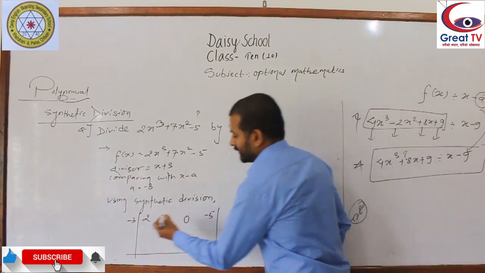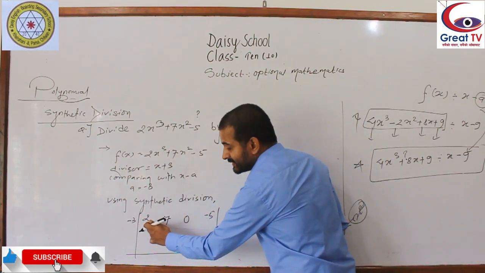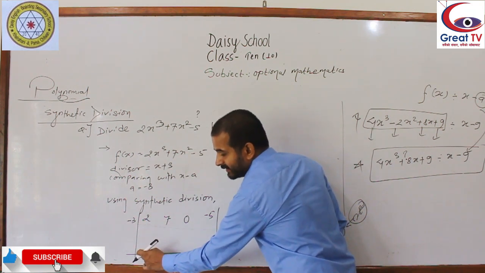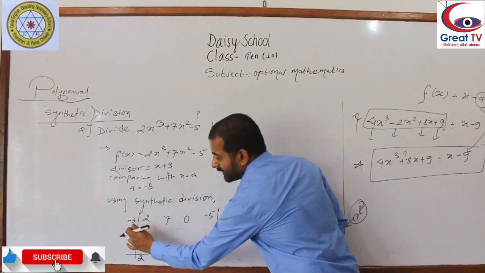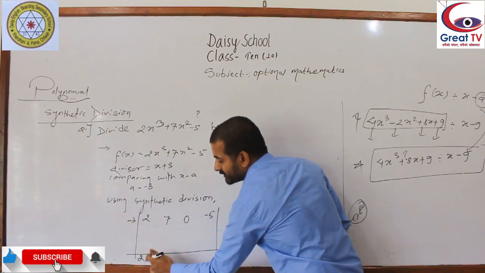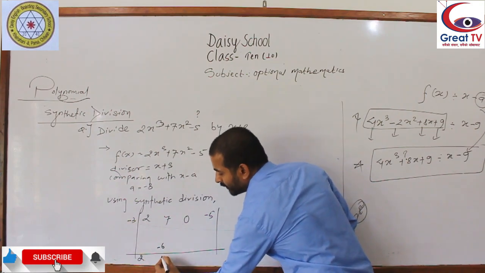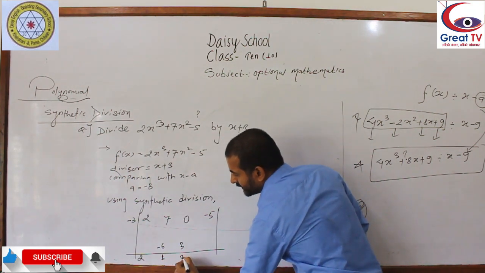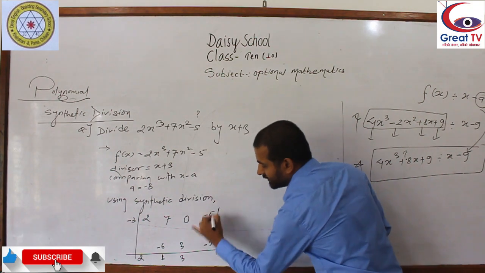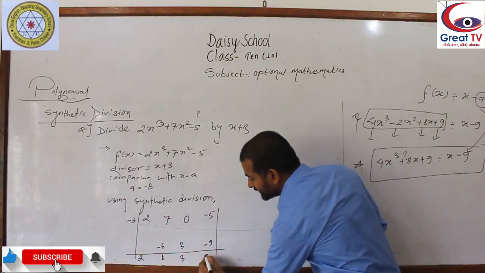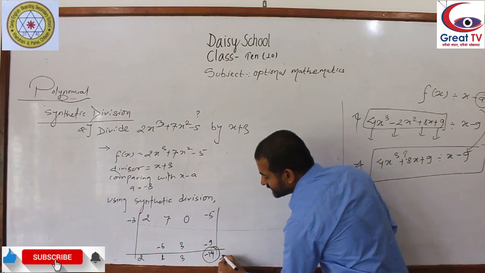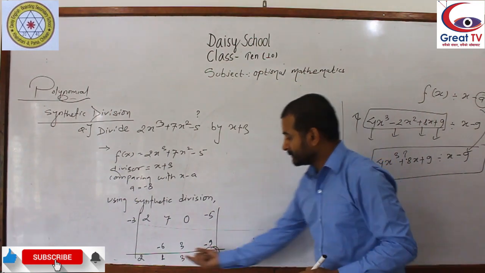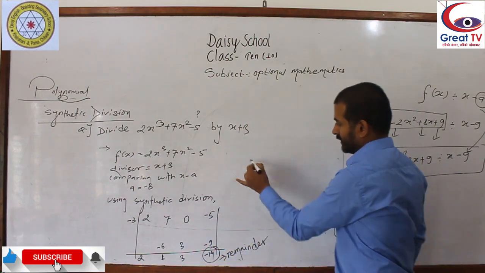Now, in synthetic division we always add. There's nothing here to add, so 2. Now cross multiply: minus 3 times 2 is minus 6, and add 1. Cross multiply: minus 3 times 1 is minus 3, and add, that is minus 3. Minus 3 times minus 3 is 9, and add, that is minus 14. This is the remainder in synthetic division. And the remaining numbers indicate the quotient.